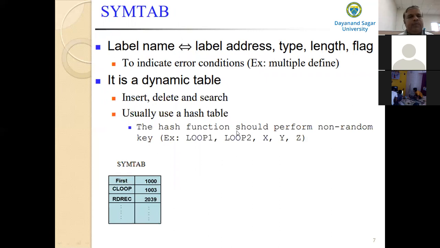And again, like OPTAB, it is also organized as a hash table, and it is a dynamic table, because you can insert, delete, and search it. So it is organized as a hash table for efficiency of insertion and retrieval. And it is a dynamic table. Entries are normally added to or deleted from it. So this is the symbol table with labels as the key and the assigned address as the value.